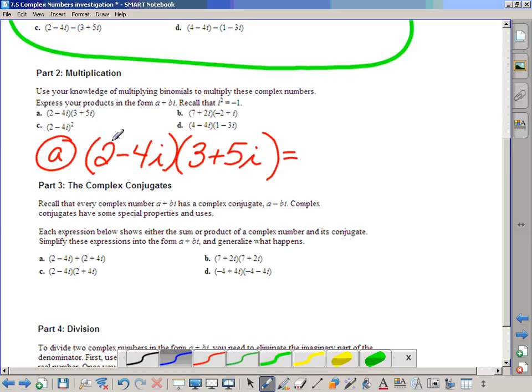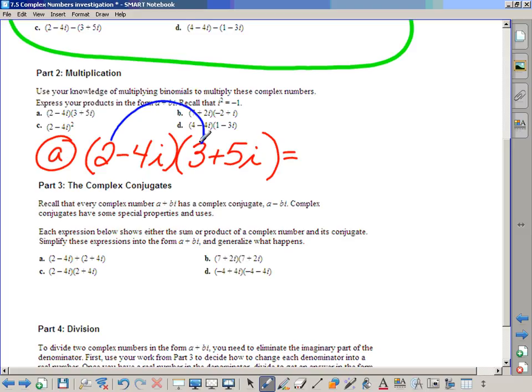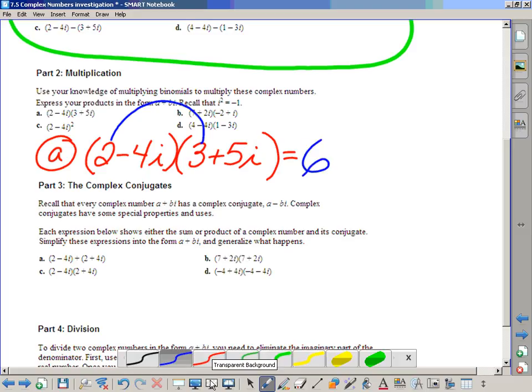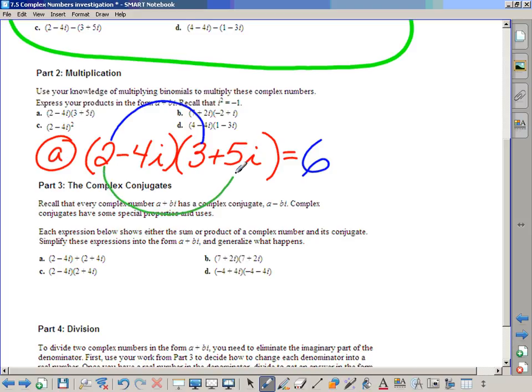I'm going to switch the ink here to blue and show you that the 2 times 3 is just 6. No worries there. Then I'm going to do the inside and the outside here in green. The outside would form 10i, 5i times 2, and the inside would form negative 4i times 3. That's negative 12i. Let's go ahead and combine those before we write it in the next step. So negative 12i and positive 10i would combine to negative 2i.